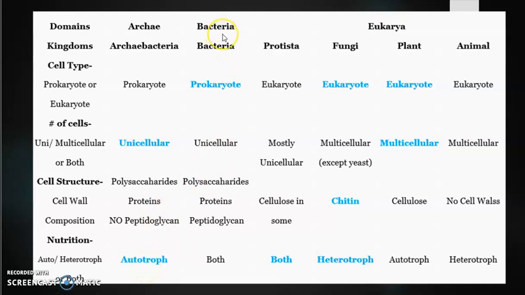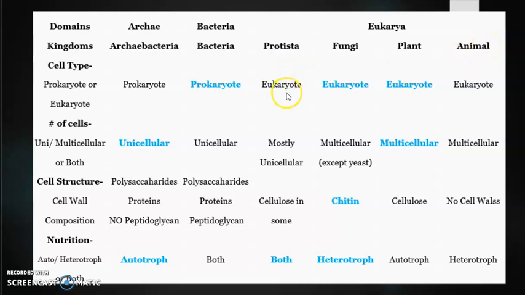The domain Bacteria is just the kingdom Bacteria. They are also prokaryotic, so no nucleus. They are unicellular. Their cell also contains polysaccharides and proteins, but their cell wall does have peptidoglycan. Again, just a fact for pre-AP. And this kingdom can be autotrophic or heterotrophic. You'll find members of both groups. Then we get into the domain Eukarya. Eukarya is everything with a nucleus, so it involves kingdom Protista, fungi, plant, and animal.